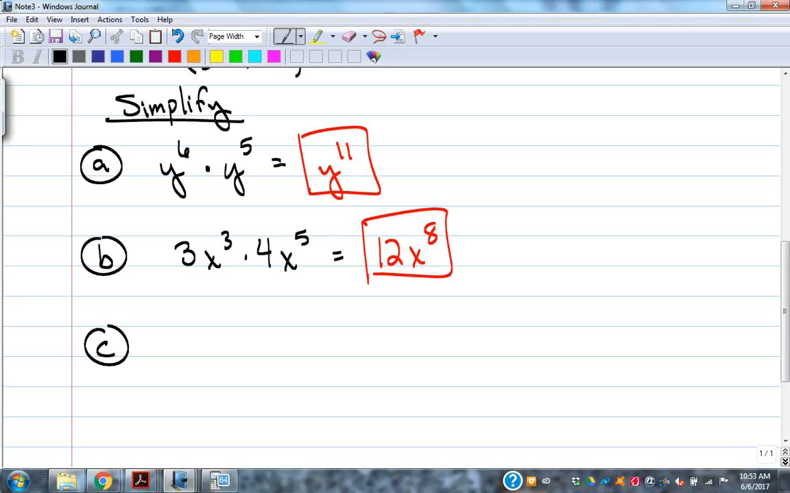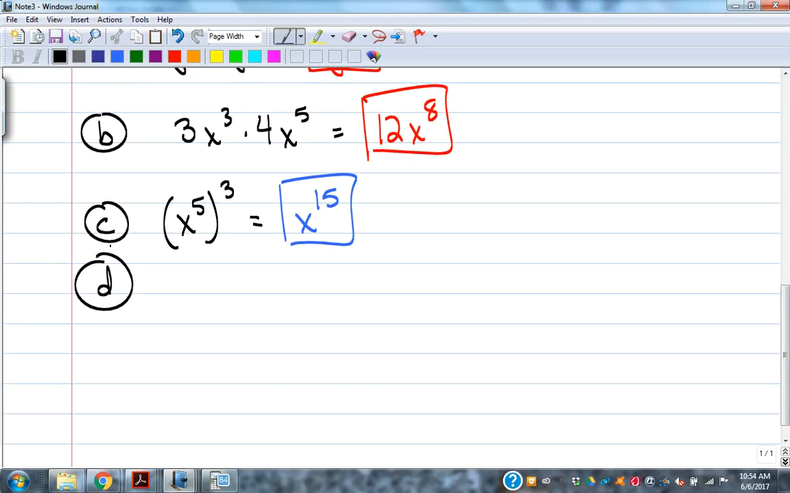Okay. Well, let's go to examples with the power rule. We got x to the 5th to the 3rd. What's that turn into? X to the 15th. Good job. Awesome.